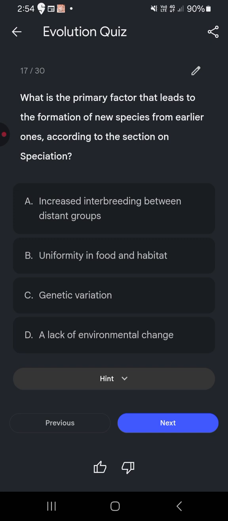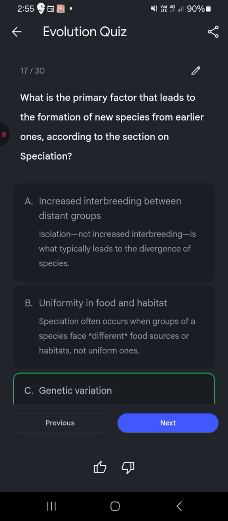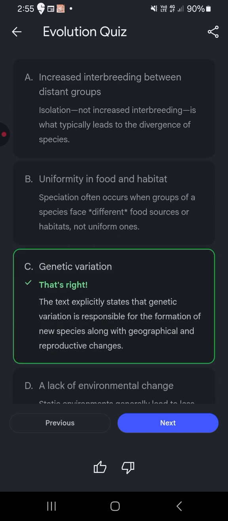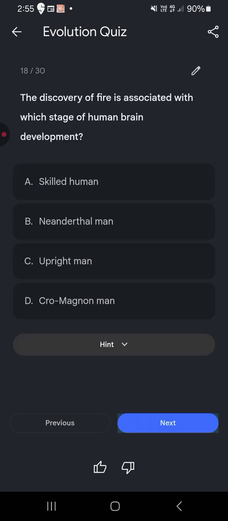What is the primary factor that leads to the formation of new species from earlier ones according to speciation? Formation of new species from earlier ones. Genetic variation. Genetic variation is responsible for the formation of new species along with geographical and reproductive changes.